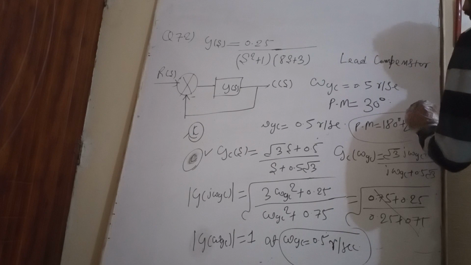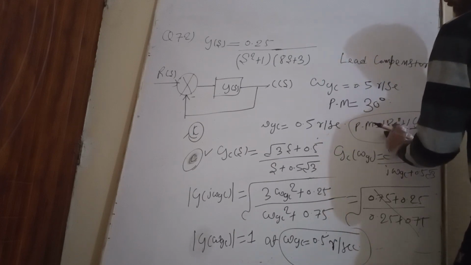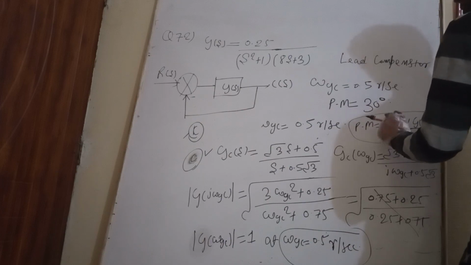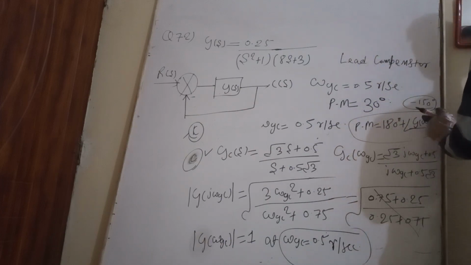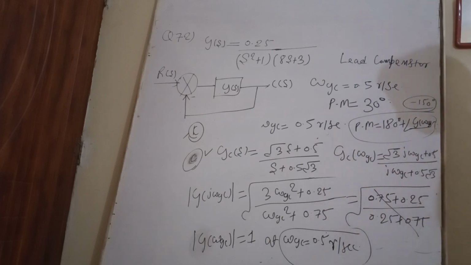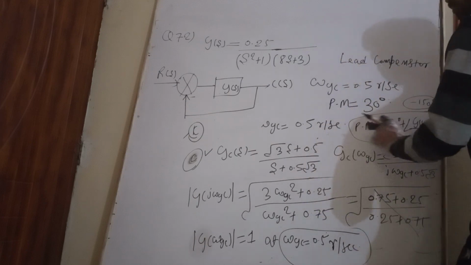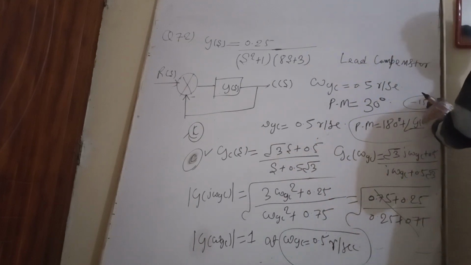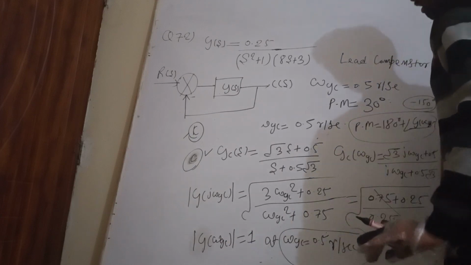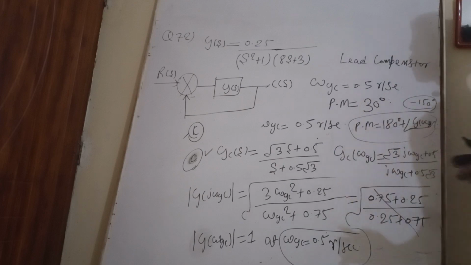Okay, so from here we can calculate angle of G of omega gc. How much is it? If you see, that is minus 150 degrees. So this is angle G of omega gc. Okay, so you can get this from this. At omega gc equal to 0.5, we get minus 150 degrees of angle G of omega gc, and it will give us a phase margin of 30 degrees. Hence option C is correct.